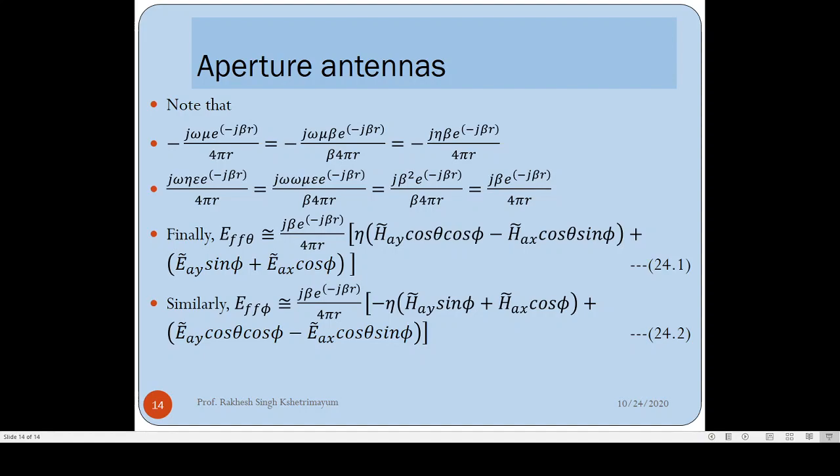So the Fourier transform plays a significant role in analyzing the radiation pattern of aperture antennas. Once you know the aperture fields, take the Fourier transform, plug those values into equations 24.1 and 24.2, and you will be able to get the far fields. That is the exercise we are going to do in the following classes. Thank you.